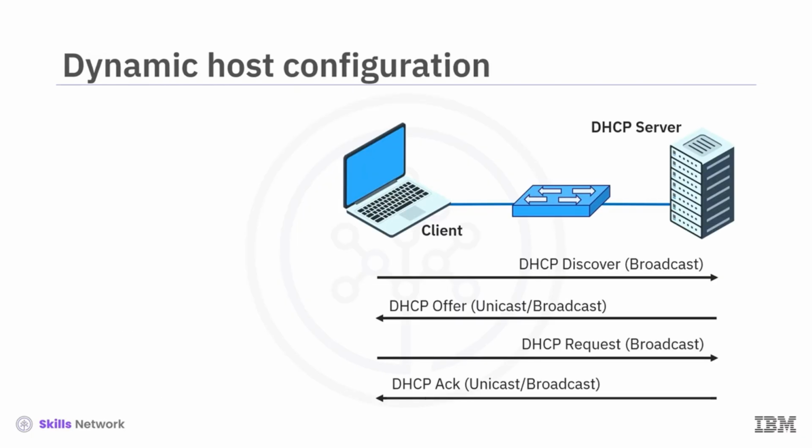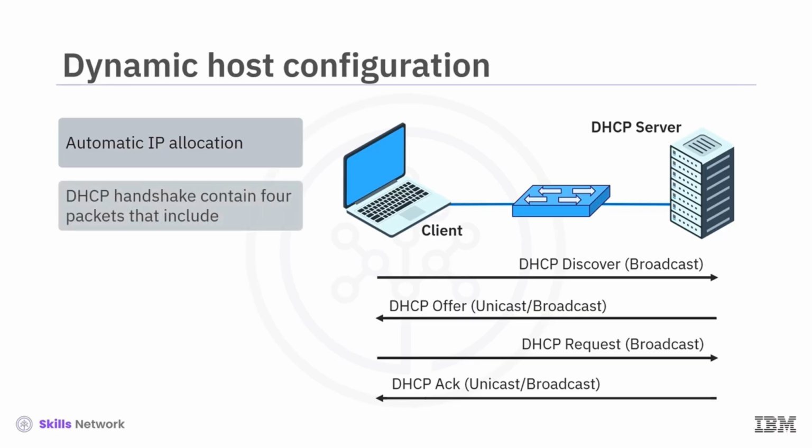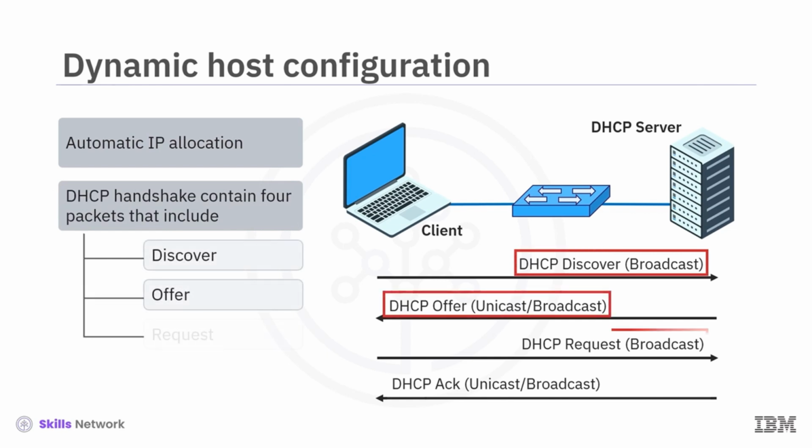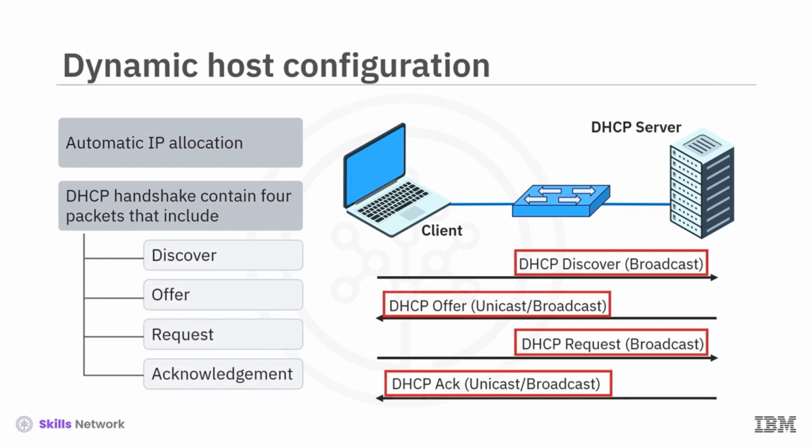DHCP, or the Dynamic Host Configuration Protocol, allows a computer to automatically obtain an IP address whenever it connects to its local network from a pool of available IP addresses that the DHCP server has been configured to manage. The DHCP handshake consists of 4 packets that go between the requesting system and the DHCP server. They are known as Discover, Offer, Request, and Acknowledgement messages.